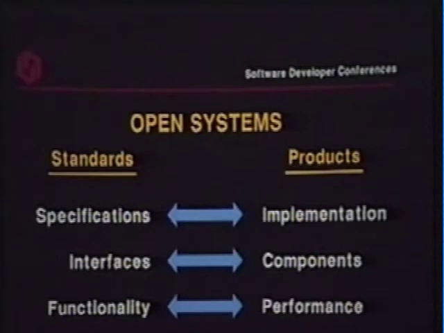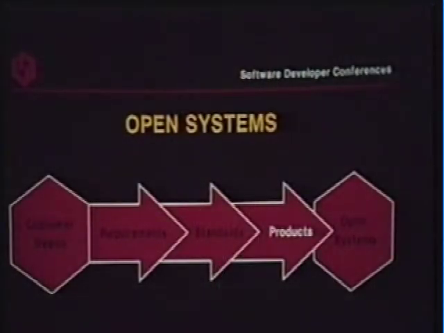But up to this point, we've only been talking about standards. And standards, of course, only create specifications. It's products that actually implement those specifications and produce something that customers can really use in their systems. The standards define interfaces that the components of products must comply to, and it's the standards that define the functionality, but it's the products that actually yield something that performs that functionality. So now we need to talk about the products that implement those standards and the products that actually realize open systems.